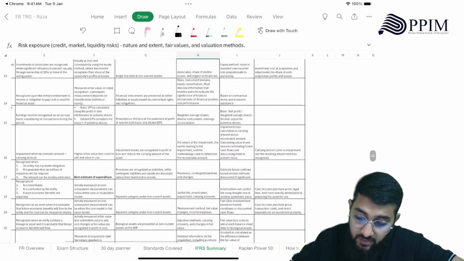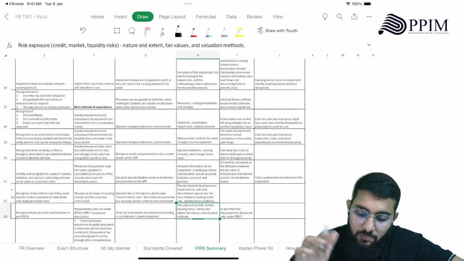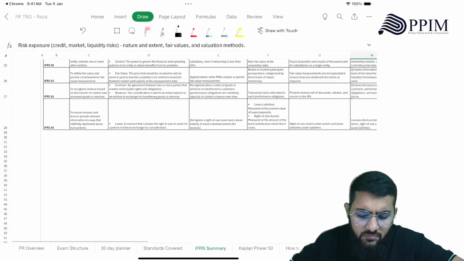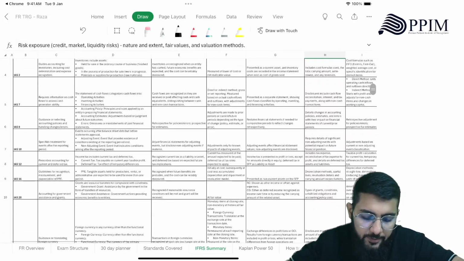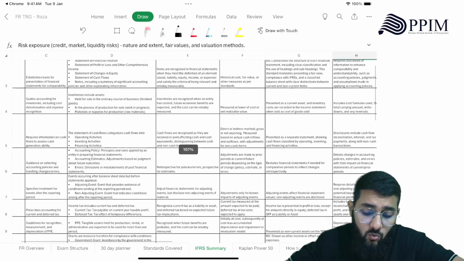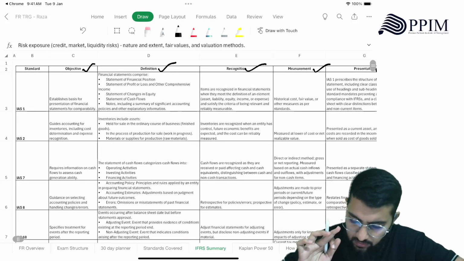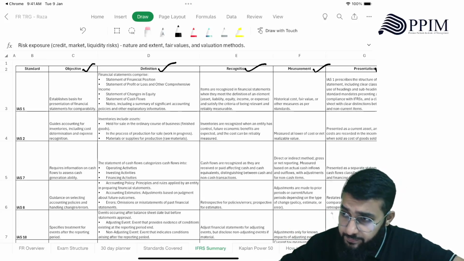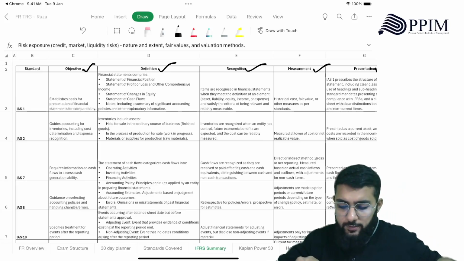For example, if you take IAS 2 inventory, what's going to be the cost? PPE, what's going to be the cost, etc. So this covers all the standards of FR, which will be shared across in the LMS. I'll try to put it in the LMS. So let's see how I can share it across with you all.